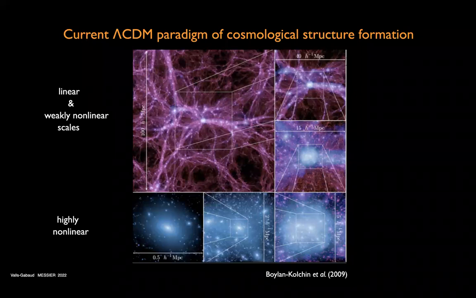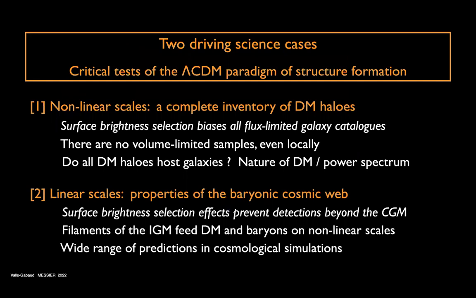Likewise, on the highly nonlinear scales, like dwarf galaxies or scales of tens of kiloparsecs, we don't see the abundance of small halos that was predicted by theory. And so we have problems both on the weakly nonlinear scales and on the highly nonlinear scales, even though the intermediate regime is quite well sampled. So this is the aim of this project: to actually test the lambda CDM paradigm on these two very different scales. So on nonlinear scales, we're going to have a complete inventory of dark matter halos.